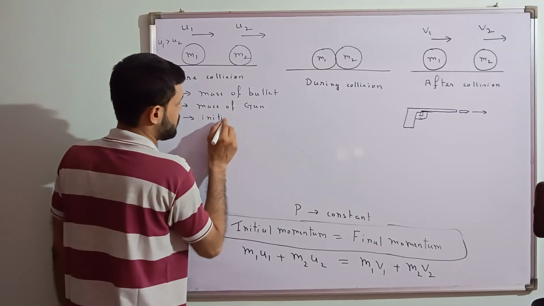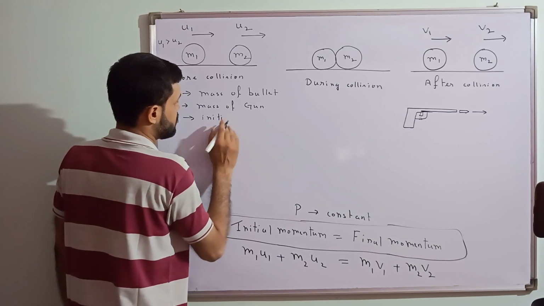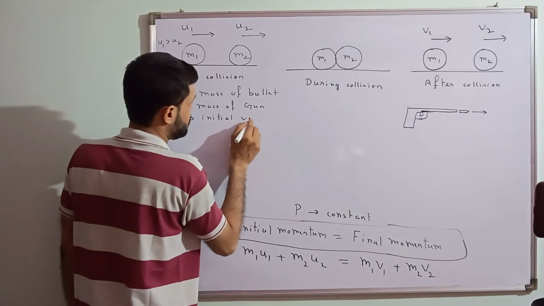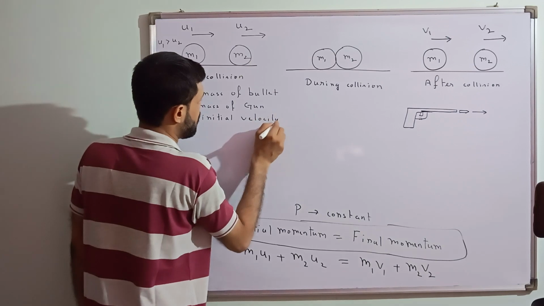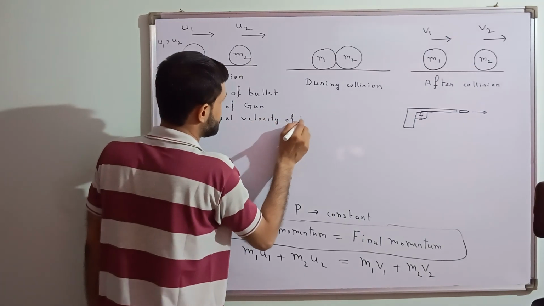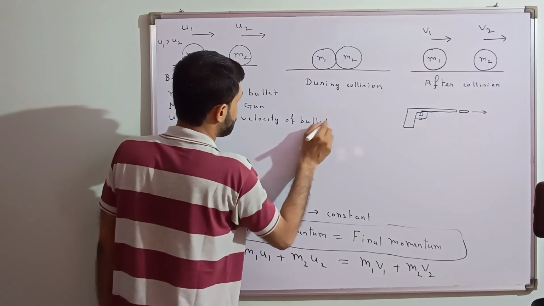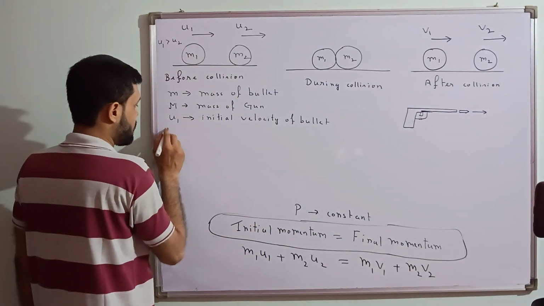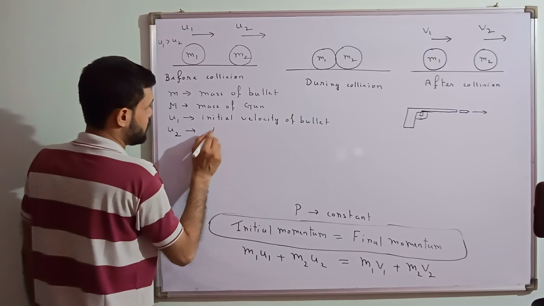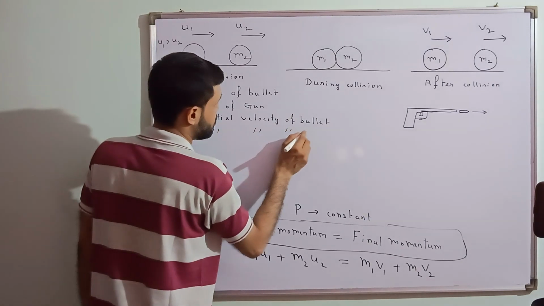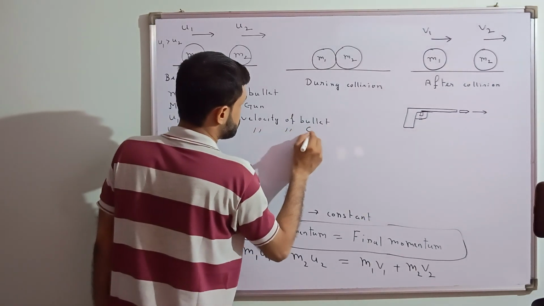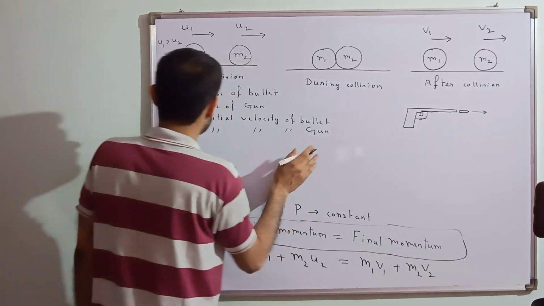Initial velocity of bullet, which will be 0, because initially gun and bullet are at rest, and U2 is the initial velocity of gun. It's okay.